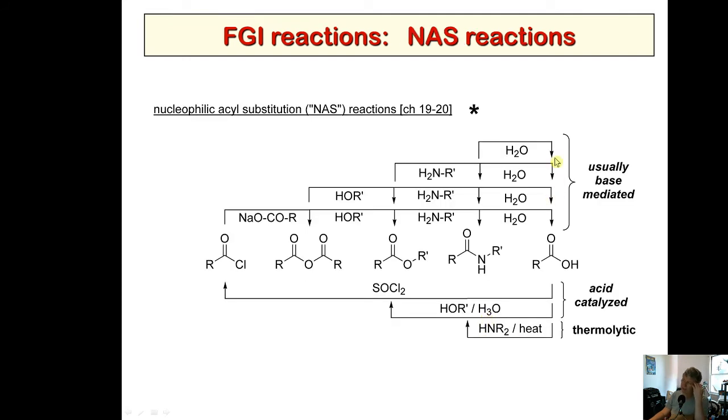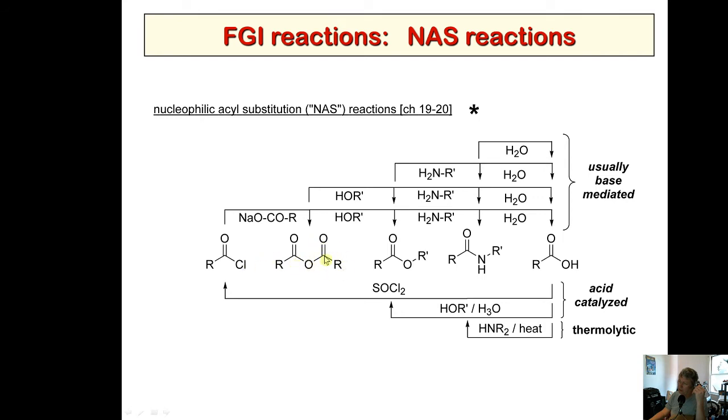Okay, so this summarizes all of the NAS reactions. This is a big thing in chapters 19 and 20. What it is showing is how cool the acid chloride is as a versatile intermediate. It can be converted to any of the things on the right, and the reactivity order goes most reactive to least reactive. It can be converted to anything on the right really easily, just using the other side, right?